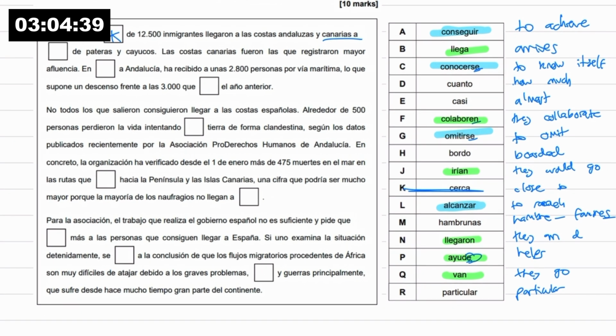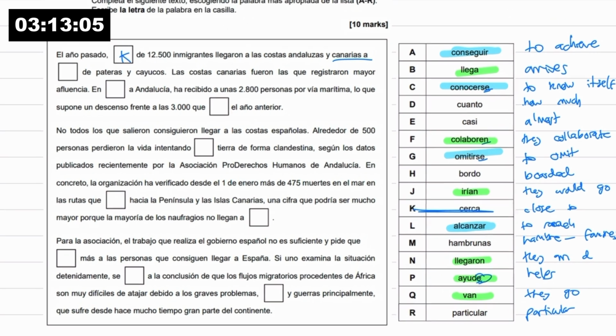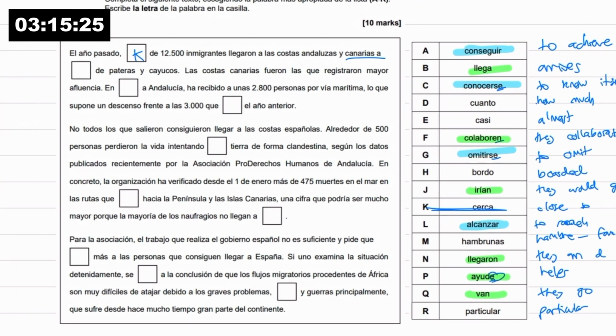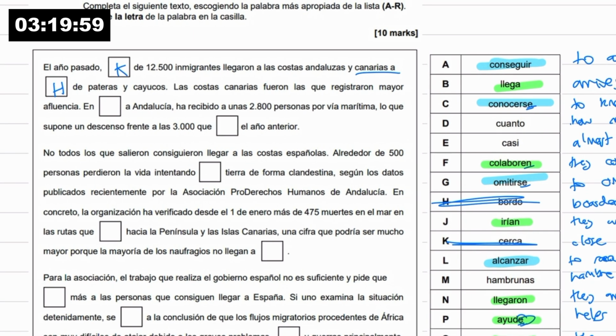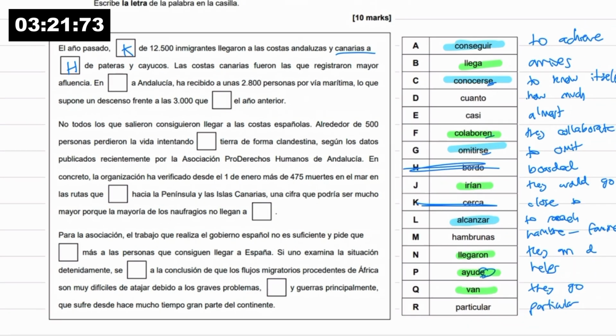Canarias, is it going to be a verb? Llegaron a las costas Andalucías y Canarias. No, talking about method of transport. A bordo, let's put an H in there. Like on board, that makes sense to me. A bordo, yeah. It wouldn't be any of the other ones.